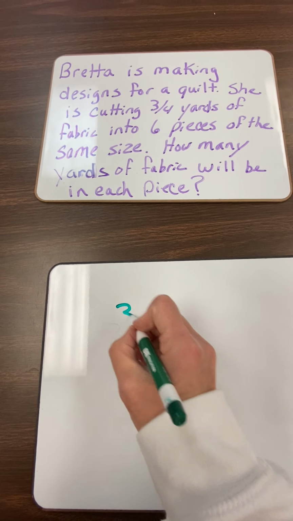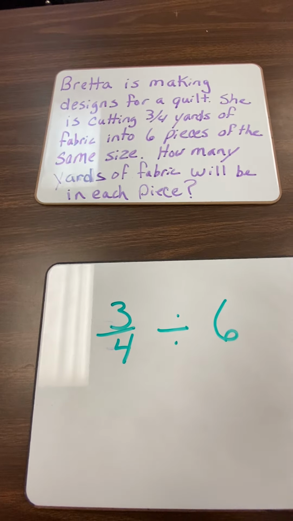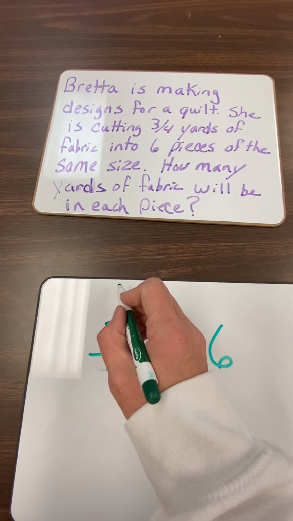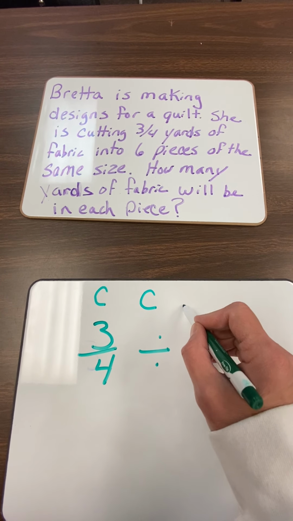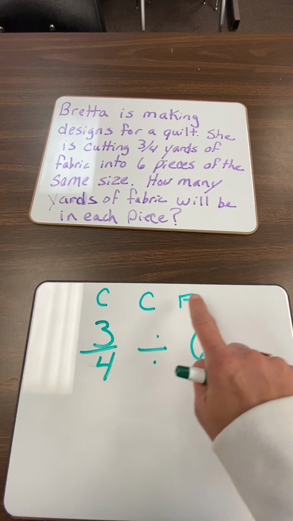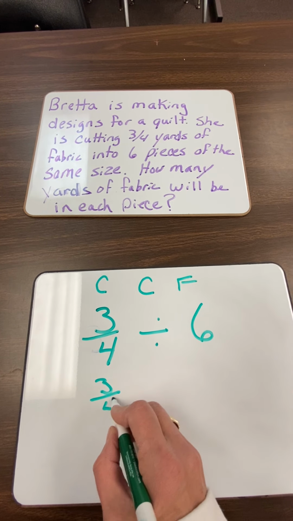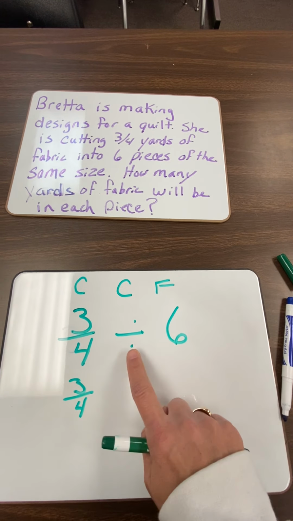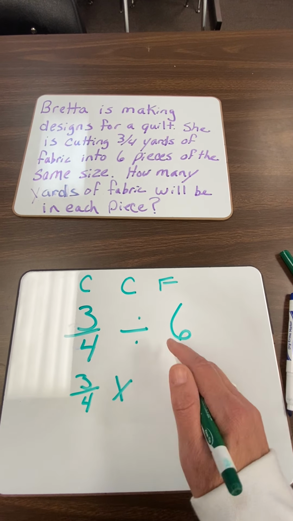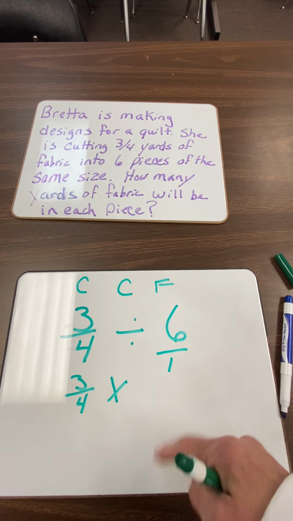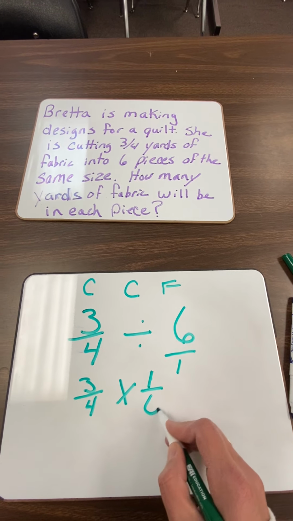6. So 3/4 divided by 6. Okay, if you remember, copy or CCF. Copy, change, flip. So we're going to copy the 3/4. We're going to change divide to what? Multiply. Instead of 6/1, it's going to flip. The reciprocal of 6 is 1/6.